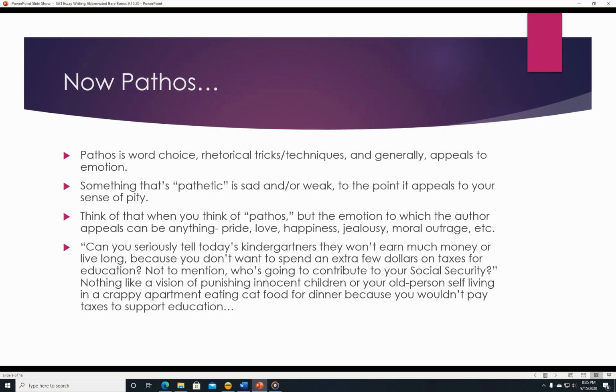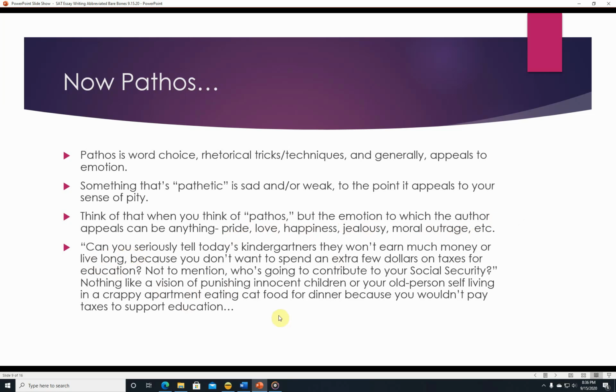So you can just think pathos is really anything that appeals to any emotion, not just your sense of pity. The emotion can be anything. Can be pride, love, happiness, jealousy, moral outrage, patriotism, whatever. So you might see something like this.